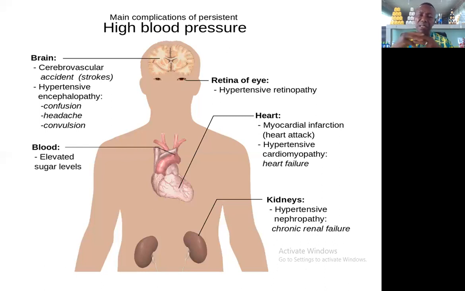And then, of course, the one that is related to the heart: myocardial infarction, that is heart attack, and hypertensive cardiomyopathy, that is heart failure. Now, what about the one that's related to the kidney? Hypertensive nephropathy, chronic renal failure. You discover that when one is suffering from high blood pressure and is not bothered about it, it could affect 5 major organs. That is the brain, the eye, the heart, the kidney, and of course, the blood.